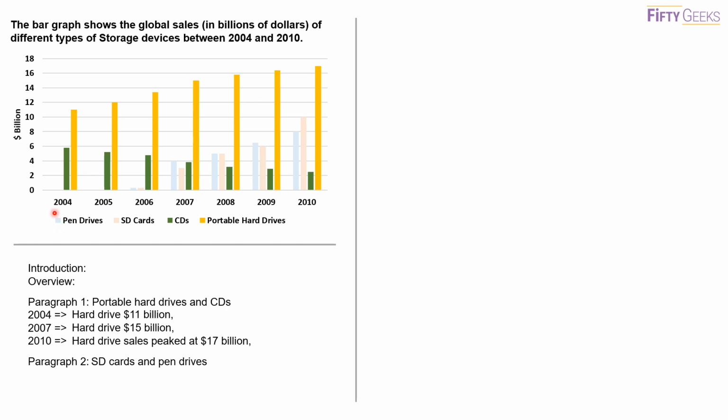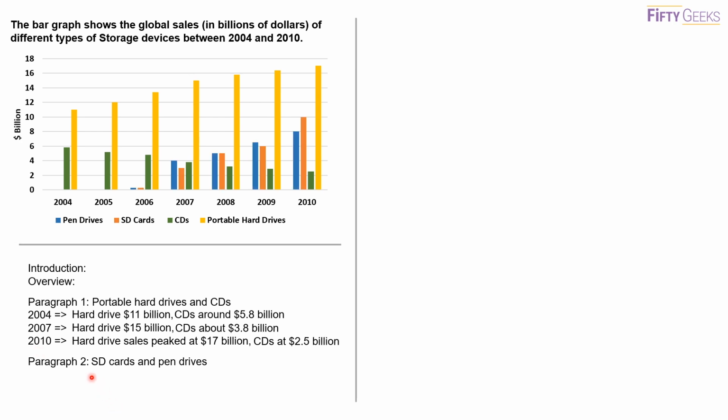On the other hand, in 2004, CD sales were around $5.8 billion. In 2007, its sales decreased to $3.8 billion. And in 2010, CD sales were at their lowest at $2.5 billion. I will write, in 2004, CD sales were around $5.8 billion. In 2007, CD sales were about $3.8 billion. And in 2010, CD sales fell to $2.5 billion.